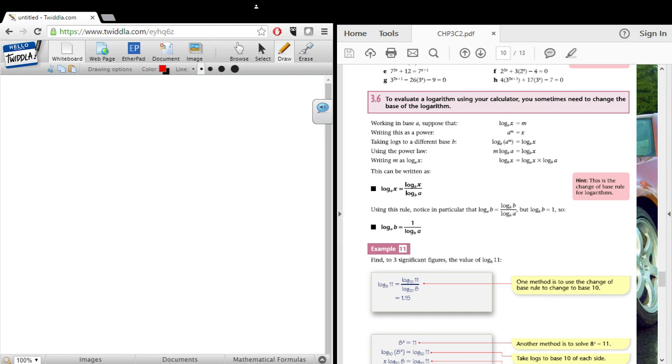Okay, so let's just write this formula out here. Log a x equals log b x over log b a. Using this rule, notice in particular that log a b equals as follows, but log b b equals 1. So log a b equals 1 over log b a.